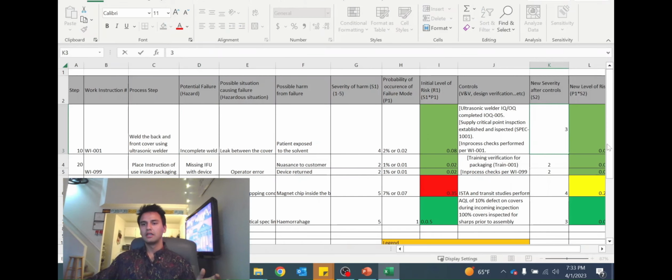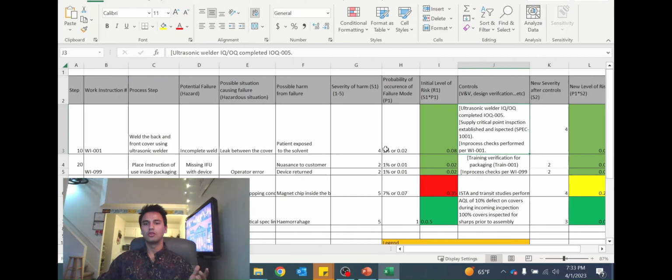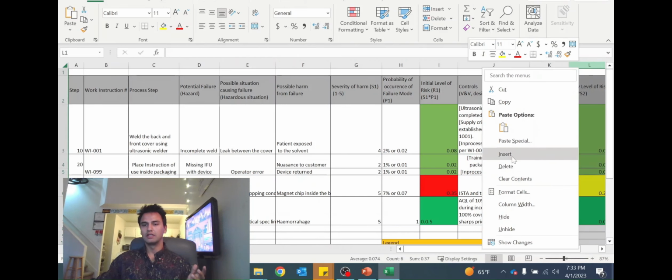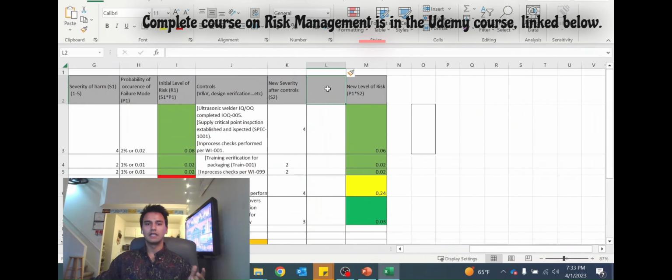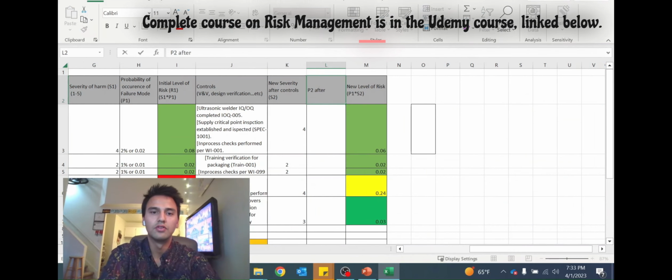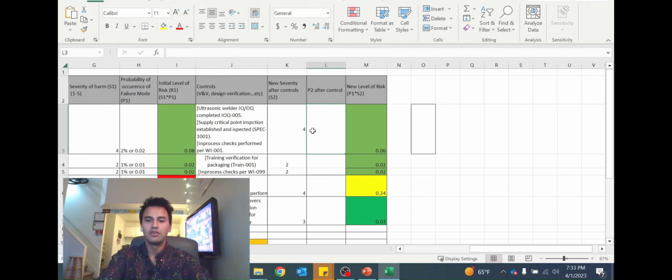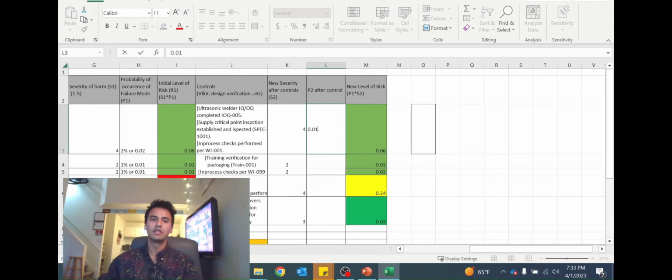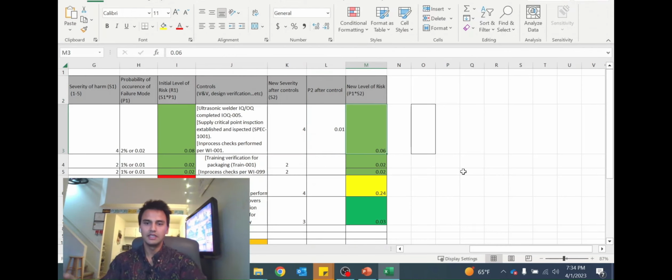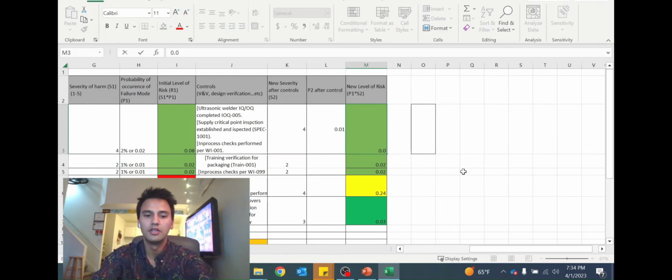So in this case, what might happen is your severity might still be 4, but once you implemented a control, you're going to start seeing less probability, right? So maybe you insert P2 after control. So that would be 0.01 now, right? Sorry, I'm changing it in real time, 0.04. So look how it was 0.08 before, but after control it's happened less in the field.